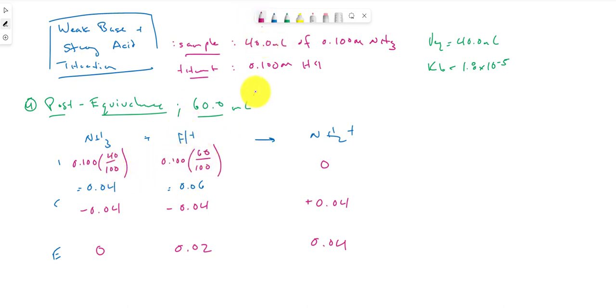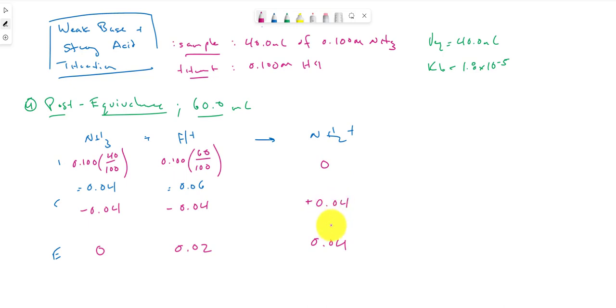And similarly, for H+, we have 0.1 molar. We're adding 60 mL of it. That gives moles of H+ that are added over the total volume. And we have no NH4+ to start with. Tabulate those really quickly, you can see that you have an excess of H+, and so that means it's going to destroy all of the NH3, minus 0.04 of it, and we're going to have some excess, 0.02, left of the H+. And for every mole of NH3 that we destroy, we create one equivalent of the NH4+, which is why you get the plus 0.04.